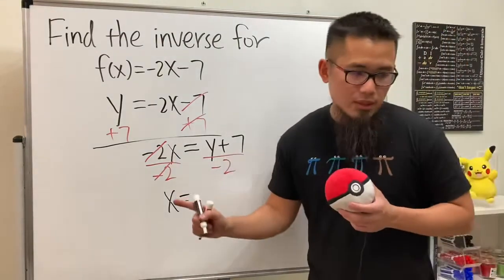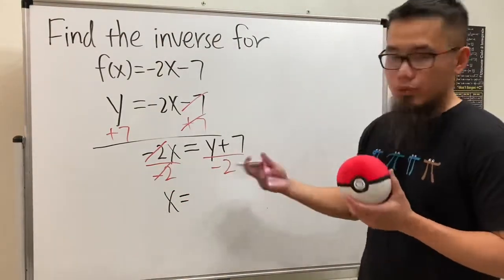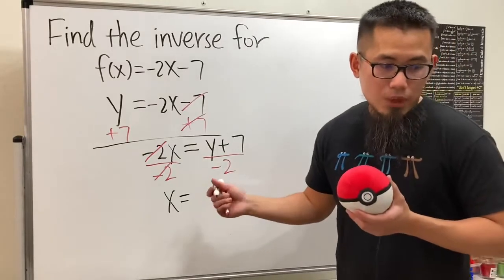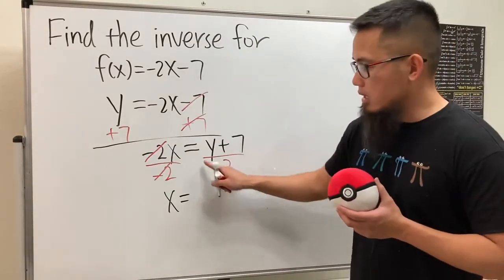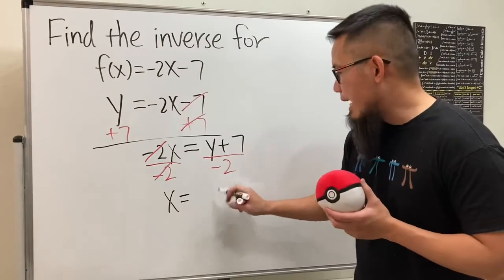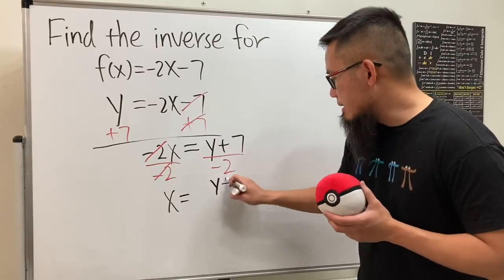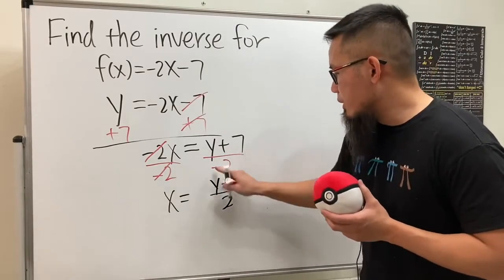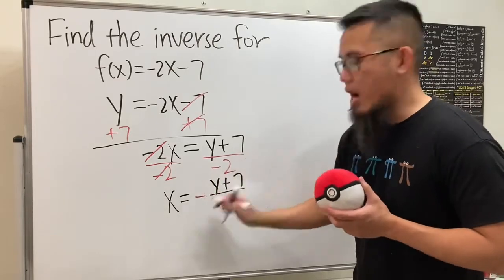based on the answer choices, they write it down like this, so I'm not going to do anything crazy. Well, one thing is that they put a negative in the front, so we'll do that. So this right here is y plus 7 over 2, with the negative right in front of the fraction.